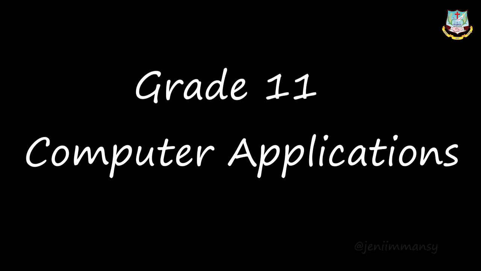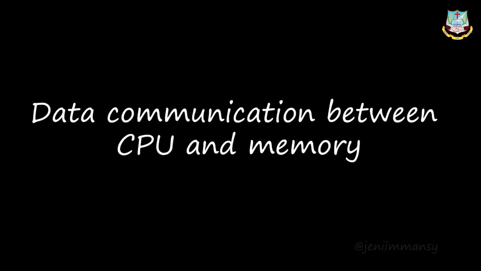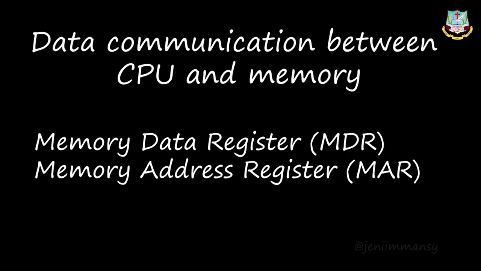And today we are going to see about data communication between CPU and memory. Okay, CPU means we all know it is central processing unit, right? And the CPU has memory registers. Here we'll have MDR and MAR. MDR means it is memory data register, and MAR is memory address register.